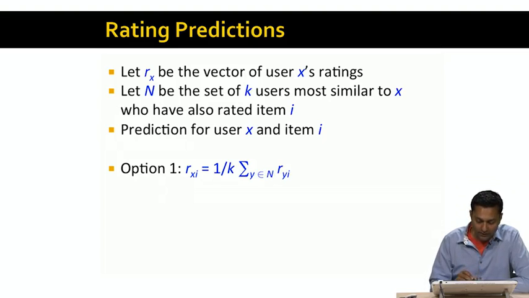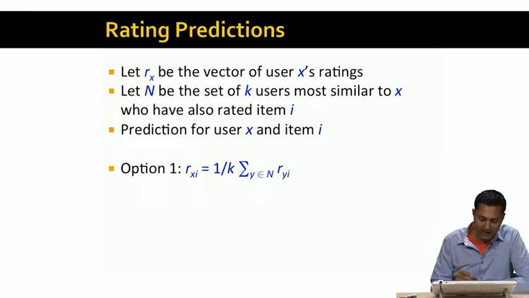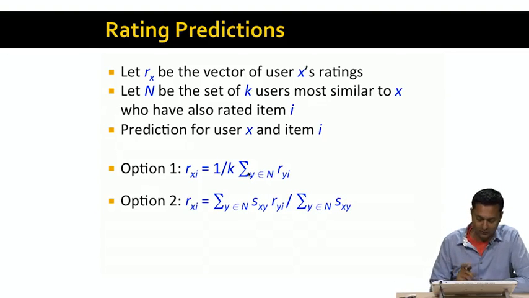Now, option 1 is very simple, but it actually ignores the actual similarity values between users. While the neighborhood N consists of users who are similar to user X, there might be a range of similarity values within the neighborhood. It might contain users who are very highly similar to user X, and a few users who are not that similar to user X. And so what we'd really like to do is to weight the average rating by the similarity values. And that gives us option 2.